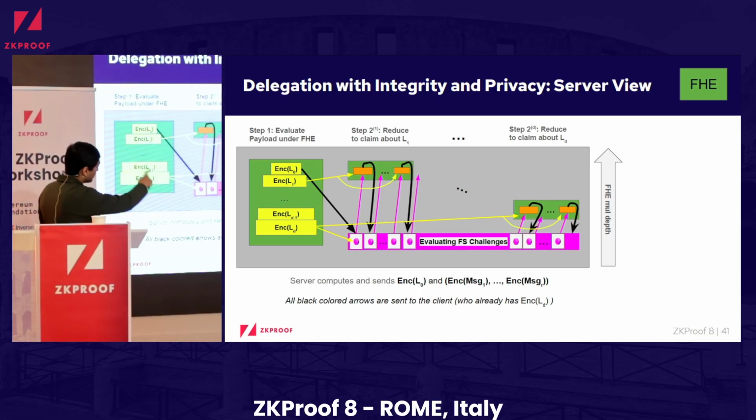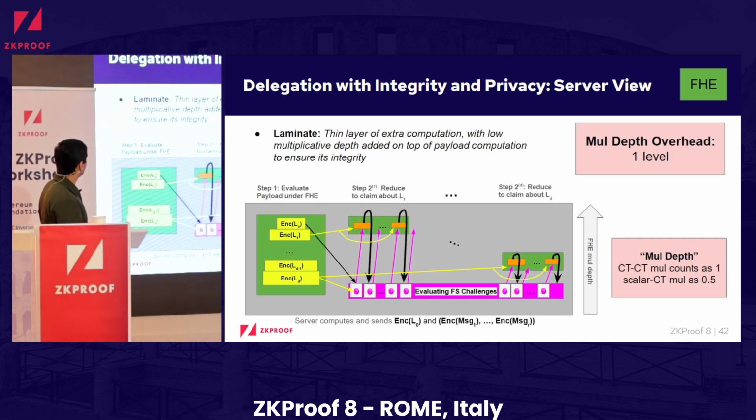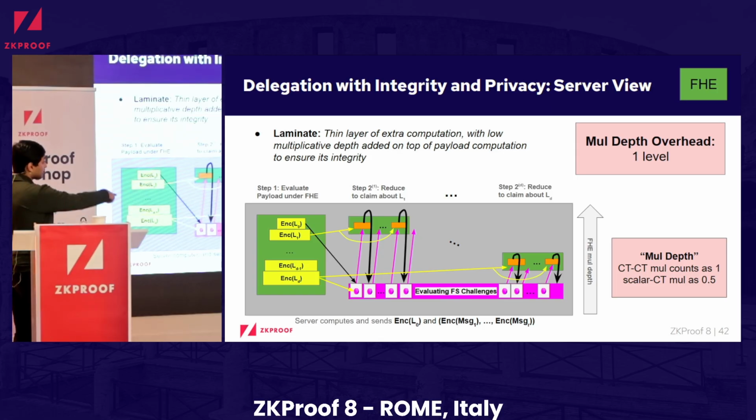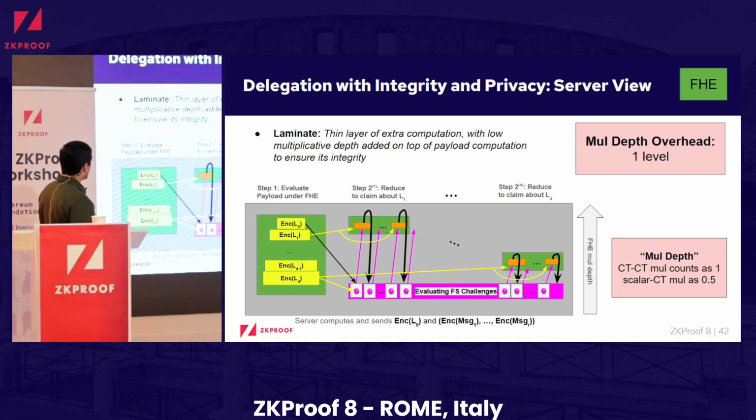And in this picture, the y-axis is supposed to represent the multiplicative depth of FHE. So our multiplicative depth overhead, as you can see from this picture, is only one level, where levels are kind of like multiplications. And yeah, this brings us to the name Laminate once again, right? Laminate stands for a thin layer of extra computation with low multiplicative depth added on top of payload computation to ensure its integrity. So in particular, if evaluating the payload under FHE took D levels, then let's call it K multiplicative levels, this only takes K plus 1 multiplicative levels to compute the payload and compute a proof.